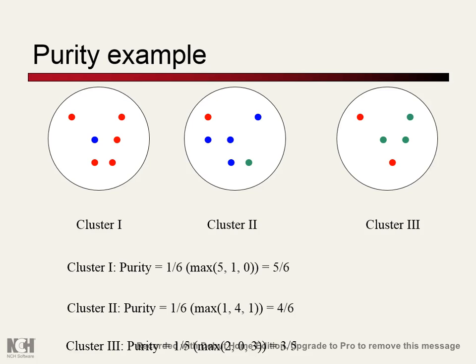And how about the second cluster? The second cluster, the blue points are dominant, right? Only 3 are in the blue cluster. So the purity will be 4 over 6. And for the third, very clearly, we just follow the same method. Calculate its purity, it is 3 over 6. Okay, any problem?